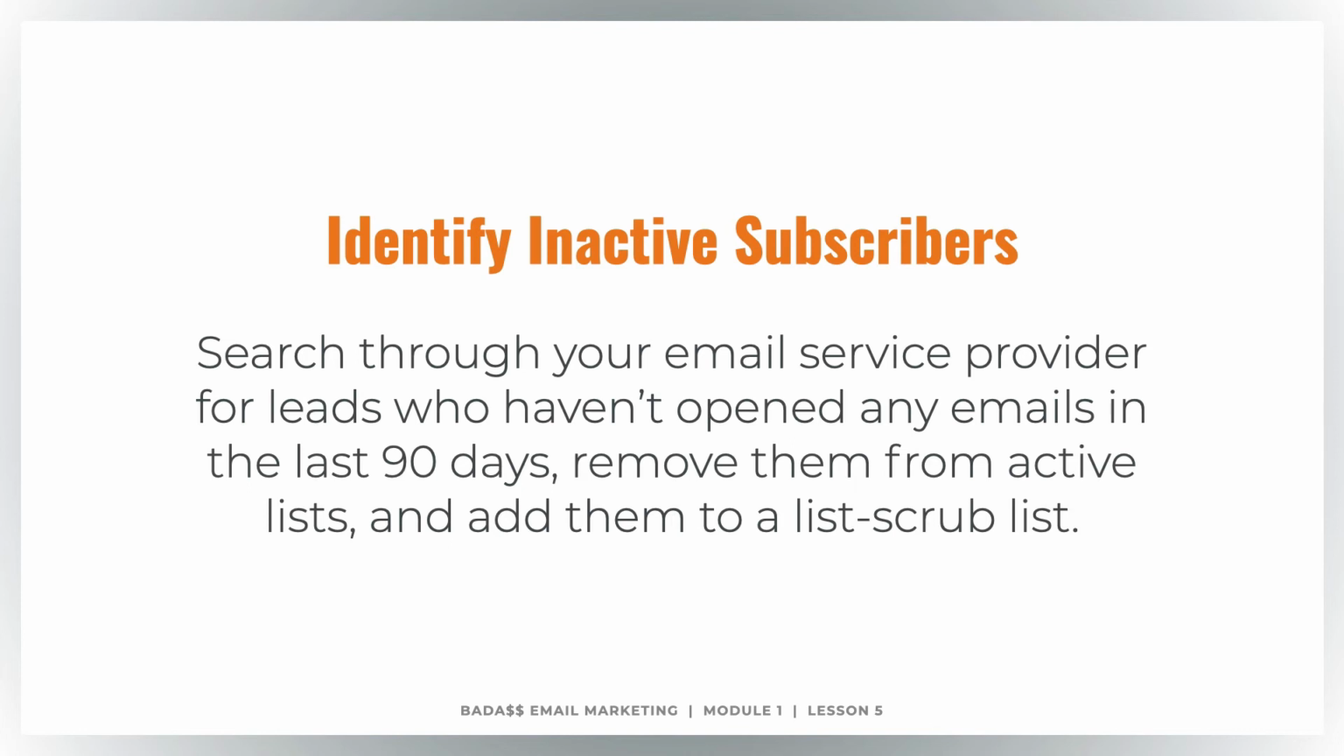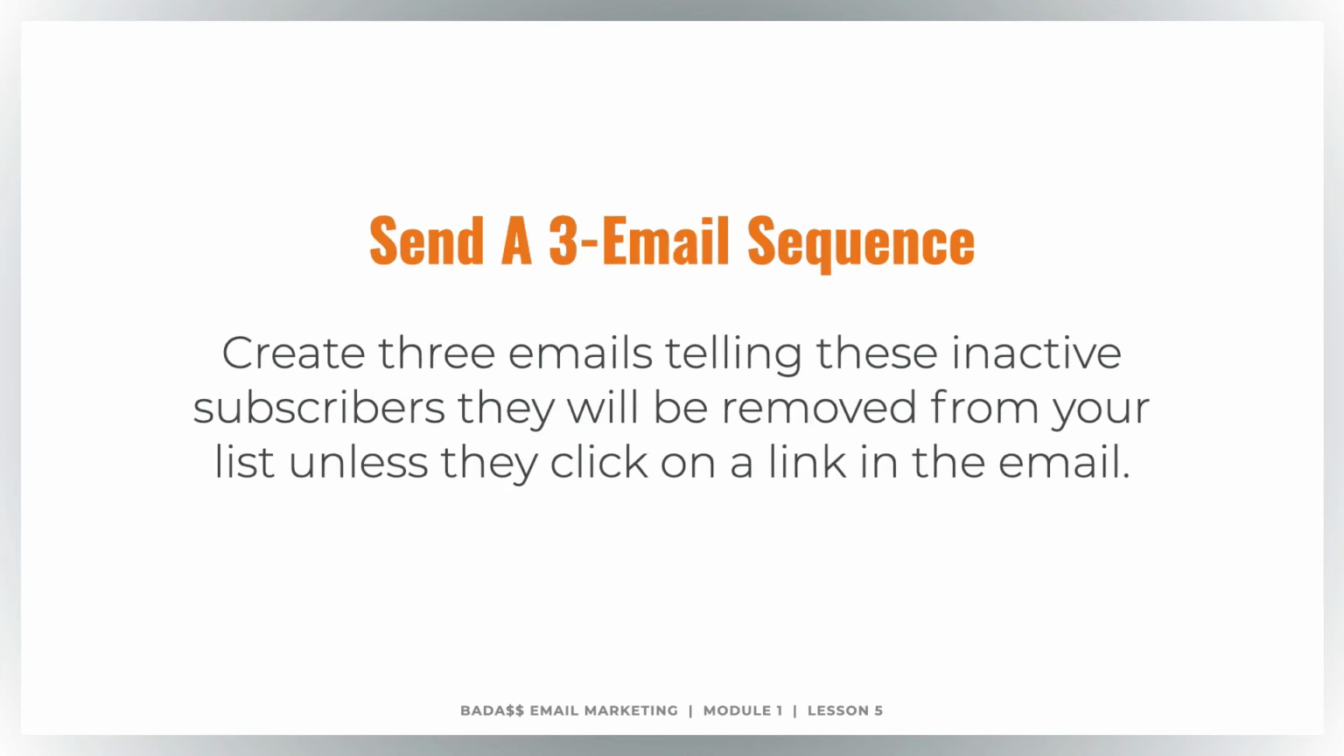So you identify them and then put them on this list scrub list. Then you are going to send a 3-email sequence. And this is part of how you're able to recapture people who maybe are opening but have a technical system that isn't tracking it.